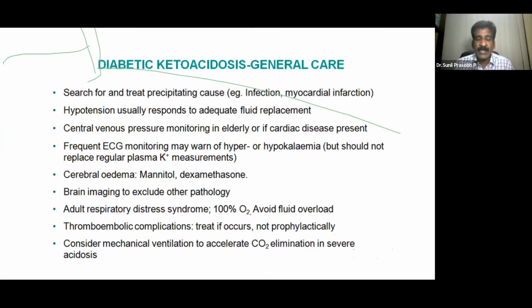If cerebral edema happens, you can give mannitol, dexamethasone. Then brain imaging is another important thing if you happen to see very, very altered sensorium and other focal neurological deficits. You can also treat adult respiratory distress syndrome, the thromboembolic complications, and use mechanical ventilation if needed.